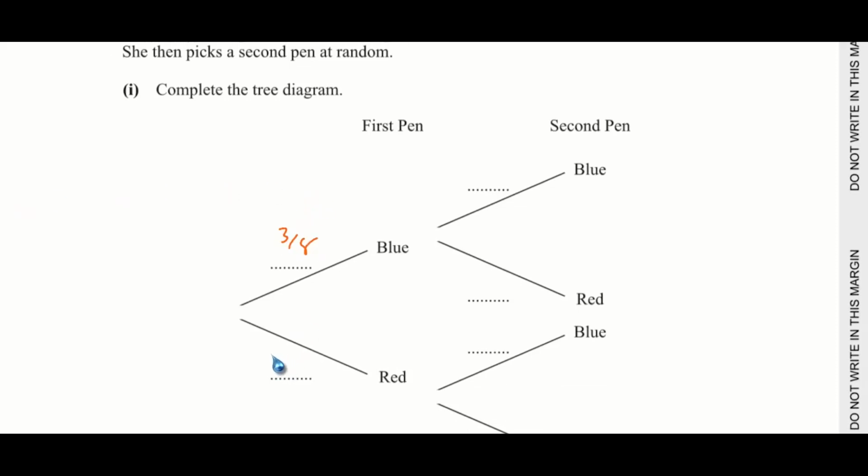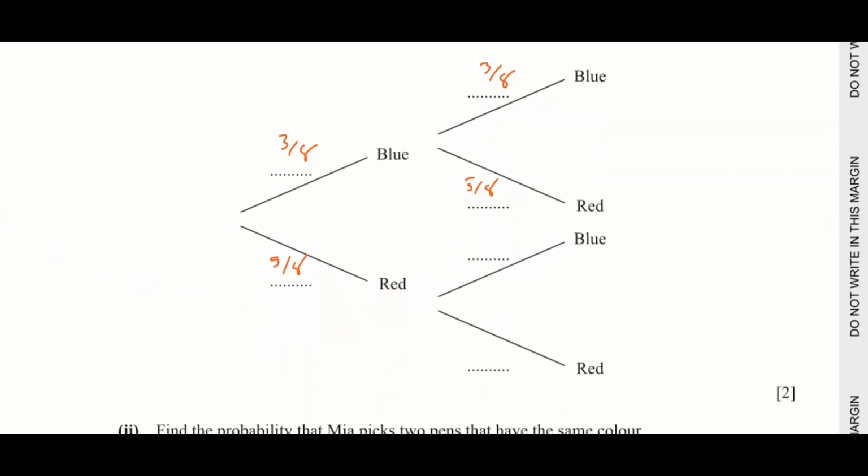This will be 5 out of 8. For the second one, since it is with replacement, you have blue to be 3 over 8 and red will be 5 out of 8. So for this one, blue will be 3 out of 8 and red remains 5 out of 8. Okay, good, we have done that.